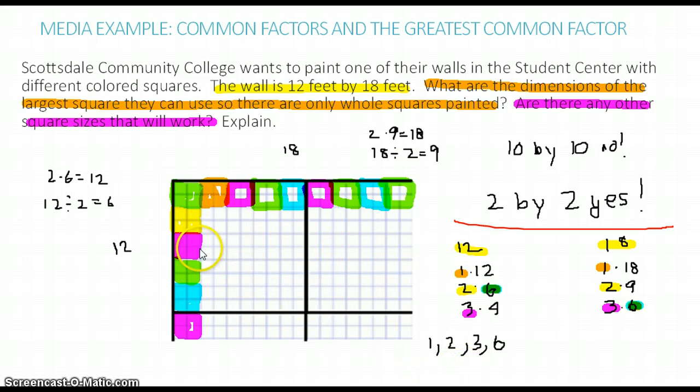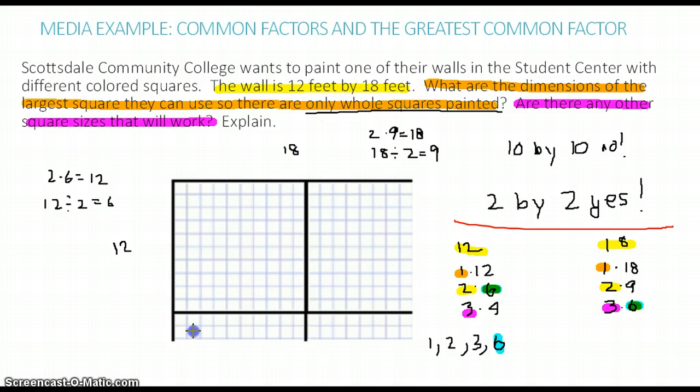So we could make squares with these dimensions, 1 by 1, 2 by 2, 3 by 3, or 6 by 6 squares, and it would fit exactly. We wouldn't have any partial squares because we wanted only whole squares painted. Now the largest number would be the largest common factor, which is 6. So let's take a look at this. So 1, 2, 3, 4, 5, 6.